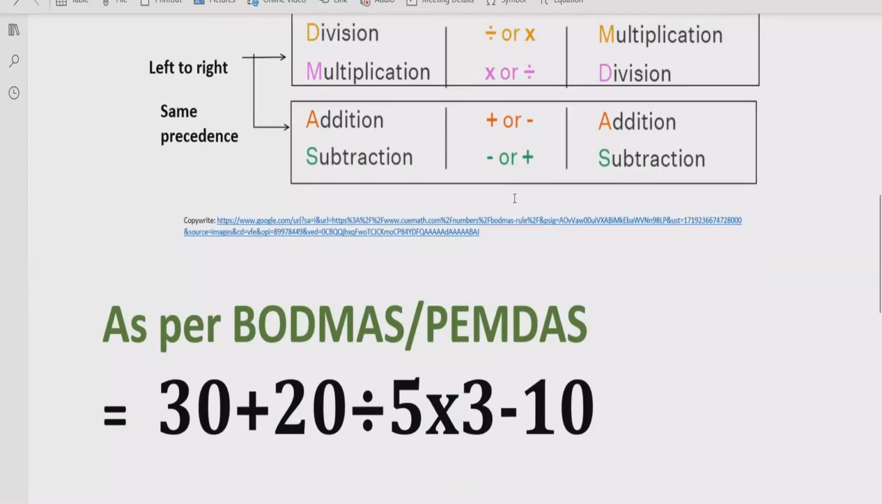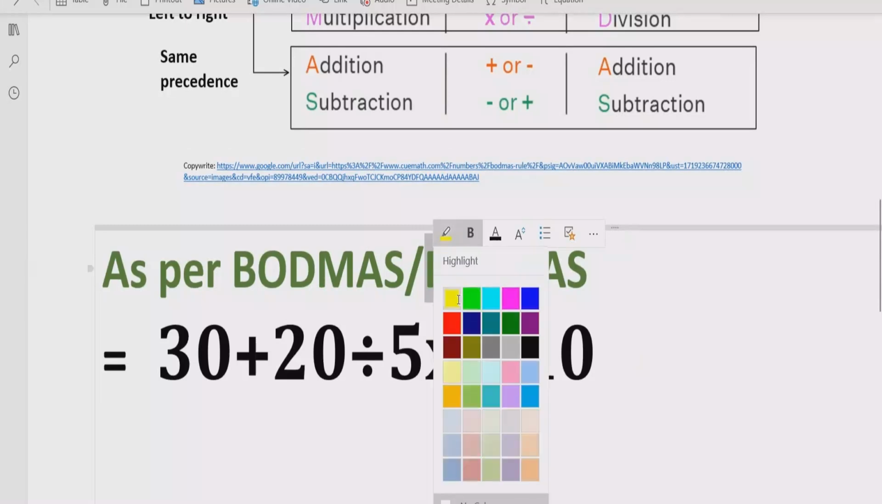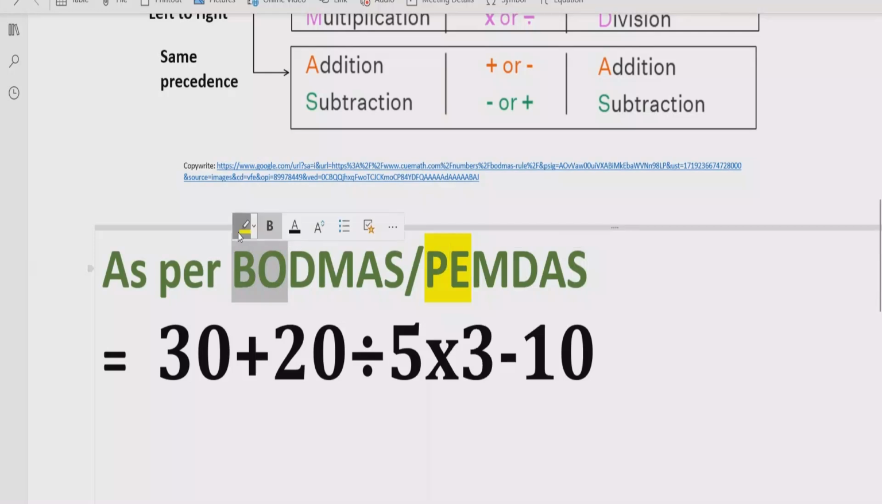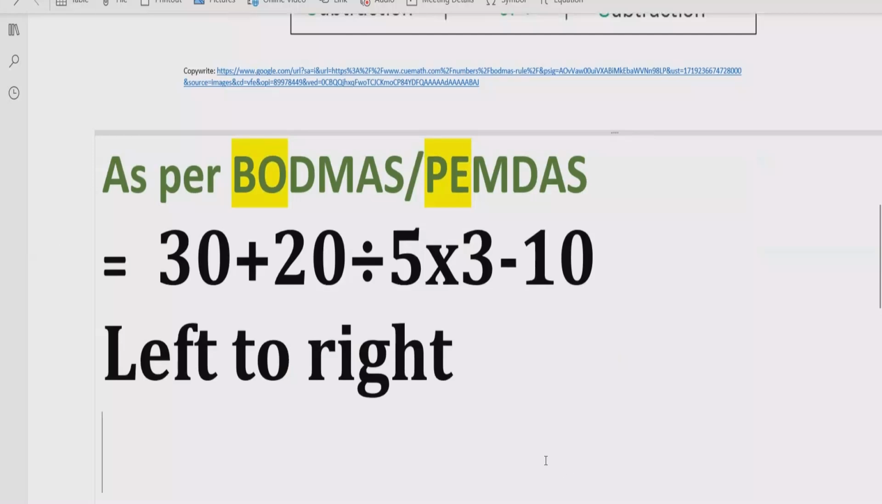As per BODMAS and PEMDAS rule, first of all, we have to solve all brackets. So in our expression, we do not have any bracket, so we can skip that step in this expression. Step number 2 is you have to see the exponent or any number which has the power. You can say order. So in our expression, we do not have any number which has the power, so we can skip that step as well. Step number 3 is you have to solve division and multiplication. So what will you do? You have to go left to right in our expression and find out division and multiplication.